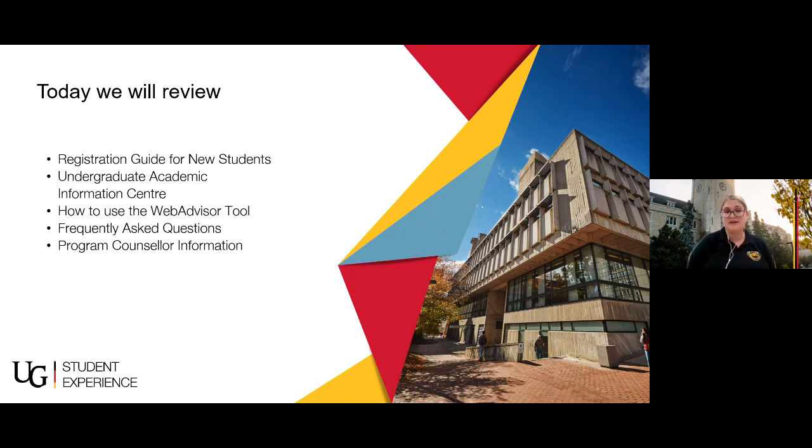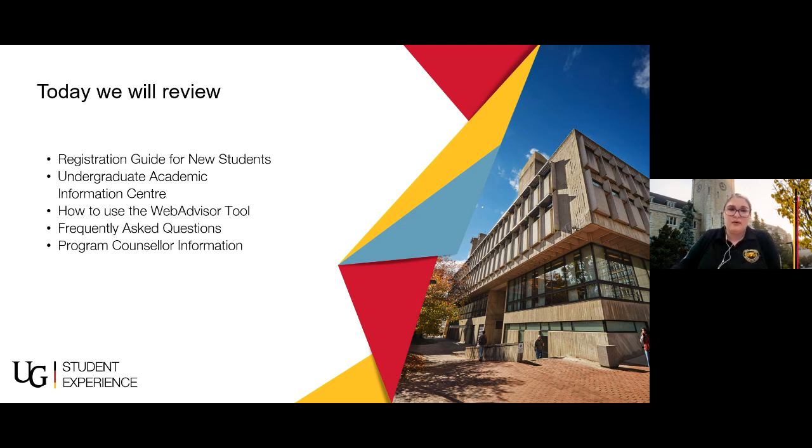If you are a transfer student and you were granted transfer credits upon admission, you may be able to select your courses earlier depending on the number of credits you were granted. So if you are a transfer student, please be sure to check the course selection website windows that we will post in the chat. That link was also sent to your U of G email and is on the front page of the registration guide for new students. So we'll post that in the chat now.